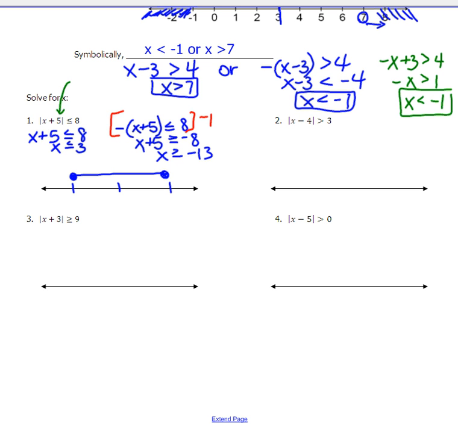So I have x minus 4 is greater than 3, and the opposite of x minus 4 is greater than 3. That's going to give me x is greater than 7. And x minus 4 is less than negative 3, which gives me x is less than 1. Okay? So I'm going to graph that, greater than 7, less than 1, and open circles.